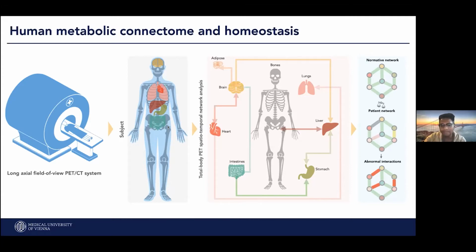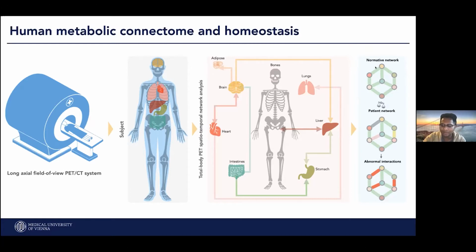The concept is the following. Once we put a subject inside a total body PET, we would like to do something called spatial and temporal network analysis. This is not something new. I'll tell you why in the following slides. But the goal is we would like to see how these different organs talk with each other in a normal patient, and build a normative network, which we are showing here. A normative network is a network comprised of various healthy volunteers. If you take a particular network, it will tell you how a normal person's organs should communicate.